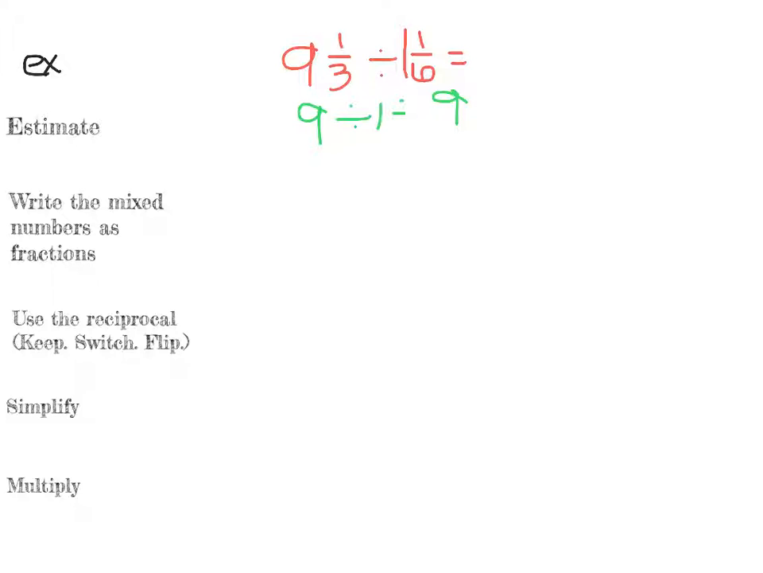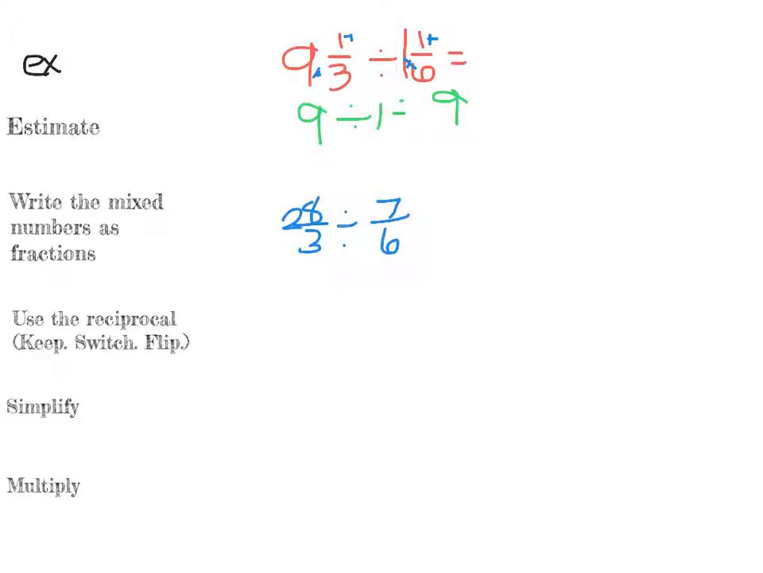Next step is to write the mixed numbers as fractions, meaning improper fractions. So we do 9 times 3. 9 times 3 would be 27, plus 1 would be 28 over 3, divided by 1 times 6, 6, plus 1 is 7. Denominator stays the same, 7 sixths.